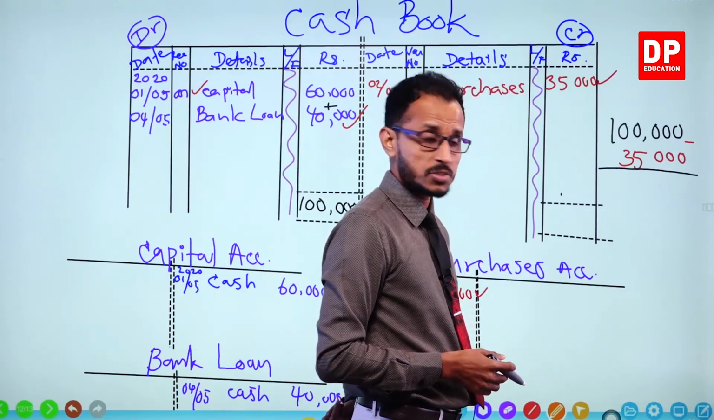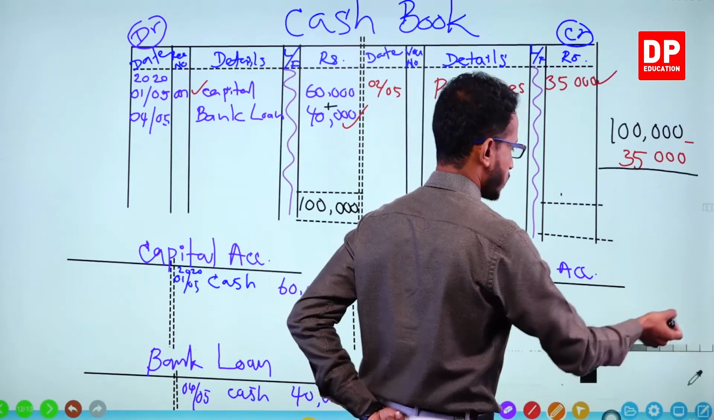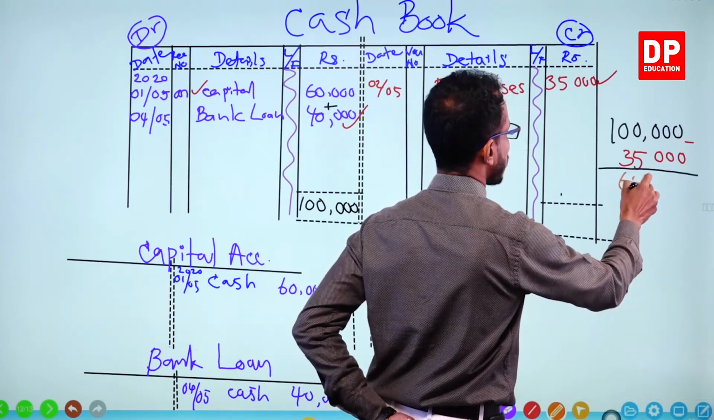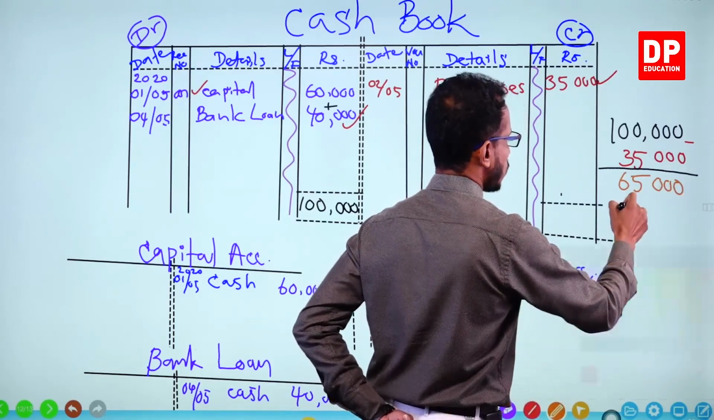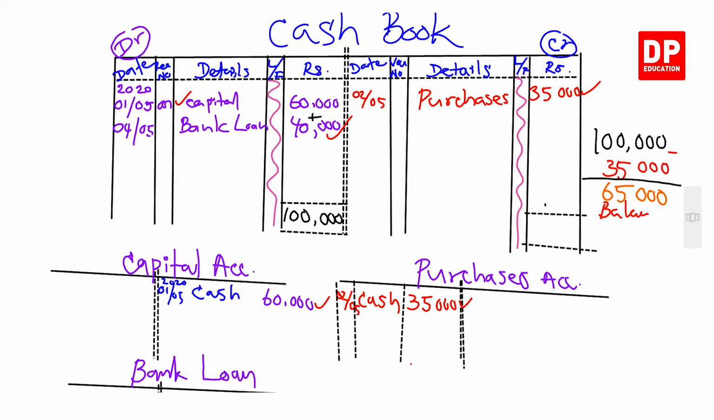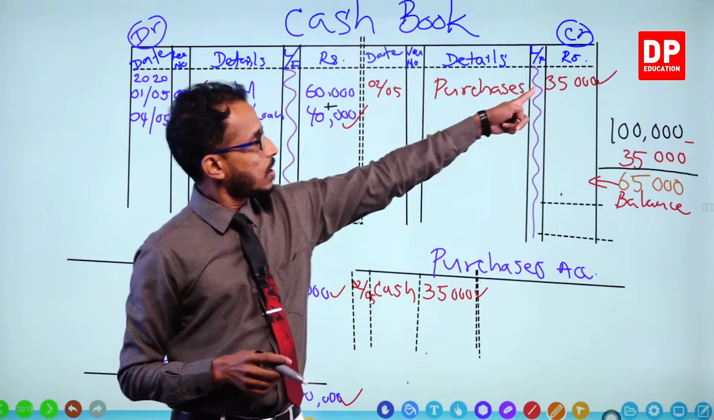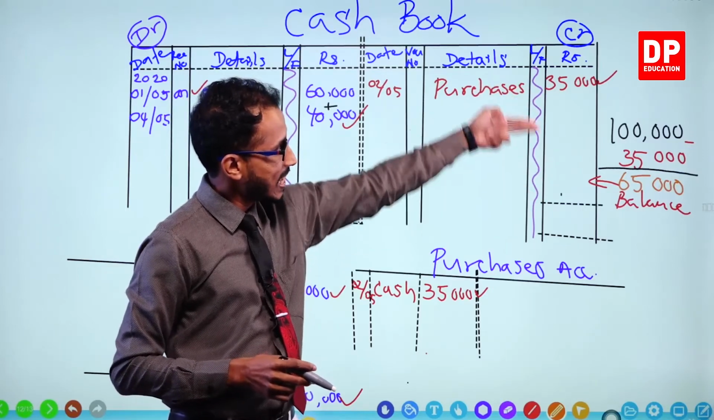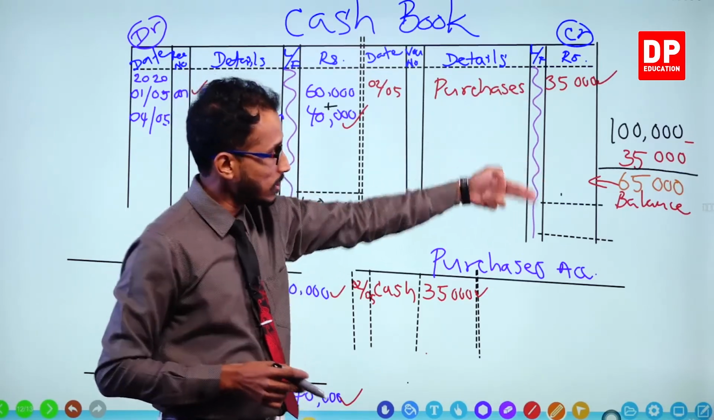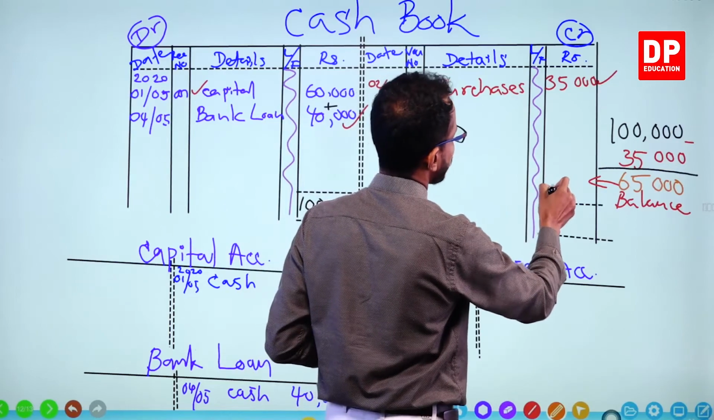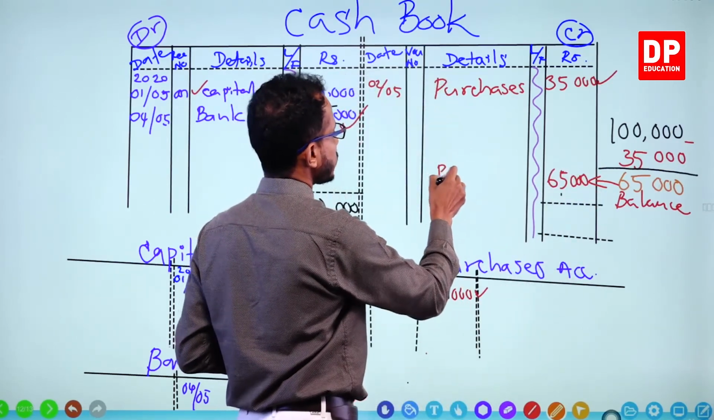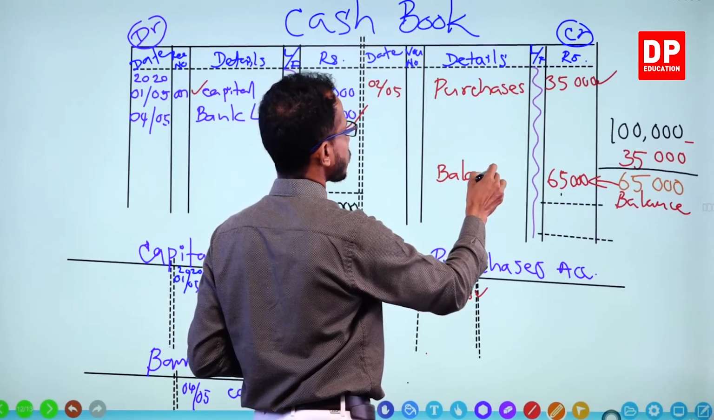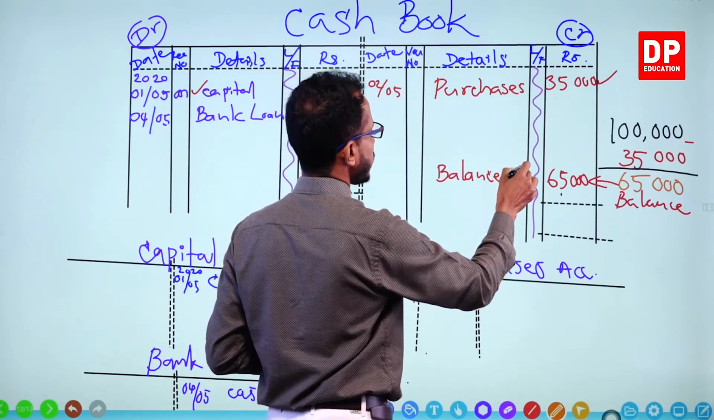How much did you get? Did you do the calculation? Is it 65,000? That's correct. This is called the balance. It should be written on the side which has the lesser total, which is the credit side. So 65,000 comes to this side. That is the balance carried down.